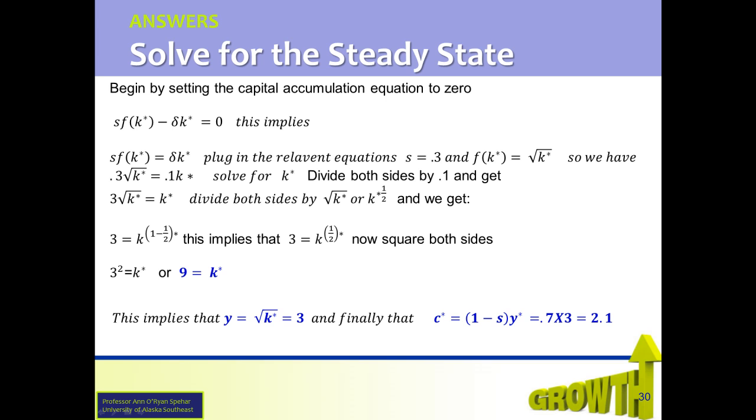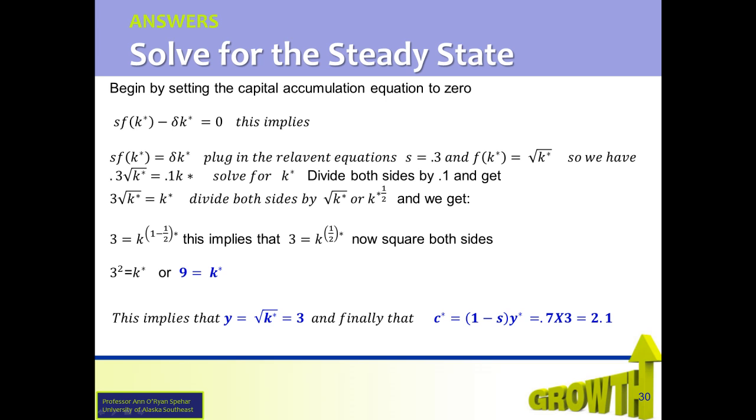Now we solve for k star, and this takes a little bit of algebra. We'll divide both sides by 0.1 and get 3 times the square root of k star is equal to k star, and now we divide both sides by the square root of k star, or k star to the 1/2, and we get 3 is equal to k star raised to the 1 minus 1/2, and this of course implies that 3 is equal to k star to the 1/2, and now we will square both sides and we get 3 squared is equal to k star, or 9 is equal to k star.